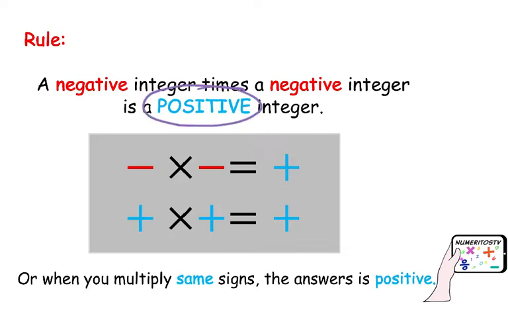Or you can also memorize this rule by saying that if you multiply same sign, the answer is always positive. That's why when you multiply positive times positive, the answer is also positive. So same sign, the answer is positive.